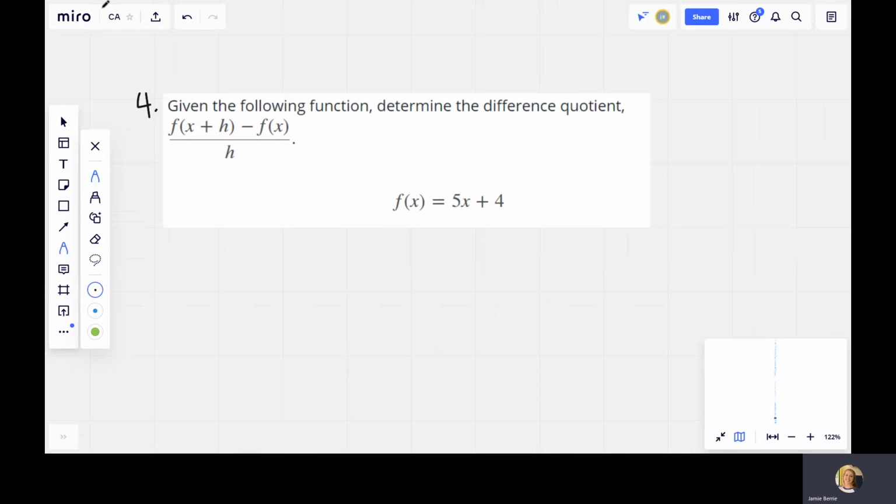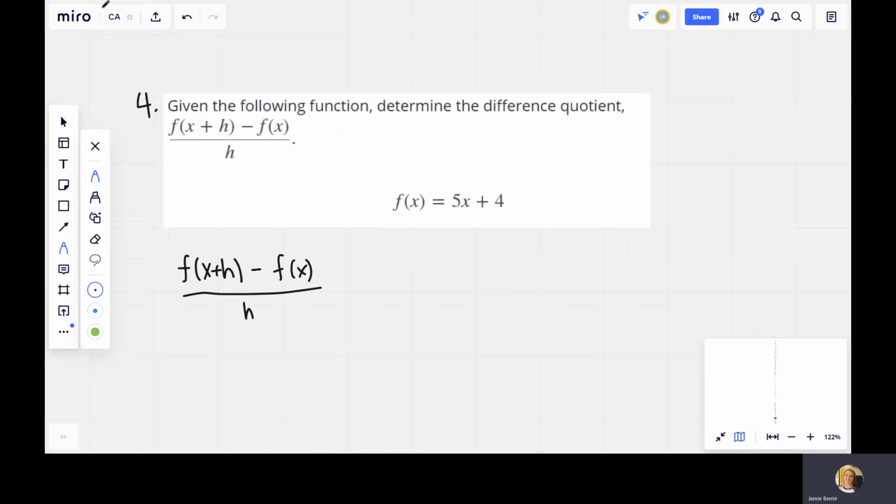It says, given the following function, determine the difference quotient, f of x plus h minus f of x divided by h. And here's our function. This one is not going to be terribly difficult because we're working with a really simple linear function here. But the more complicated this function is, the harder it is to find the difference quotient. All right, so I'm going to write down the difference quotient, f of x plus h minus f of x all over h.